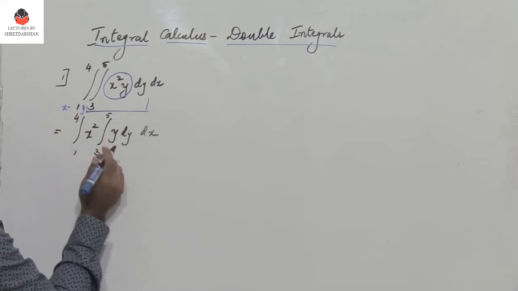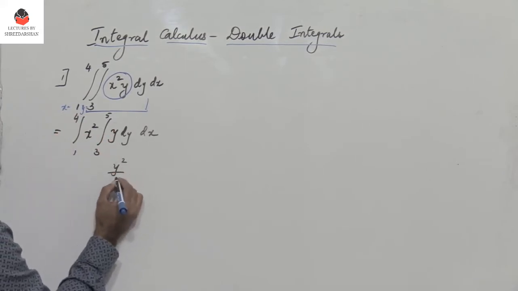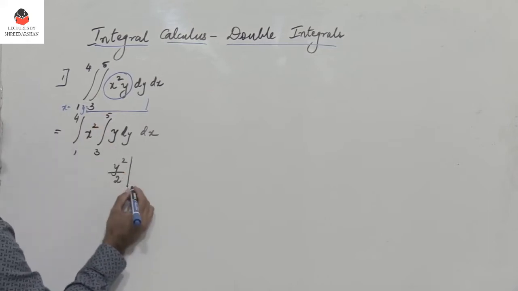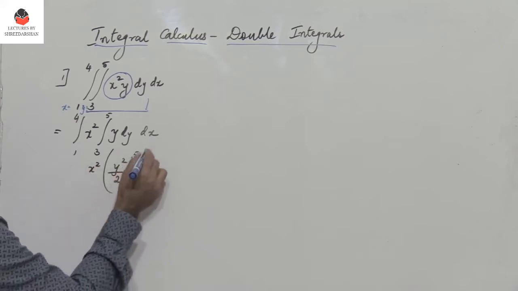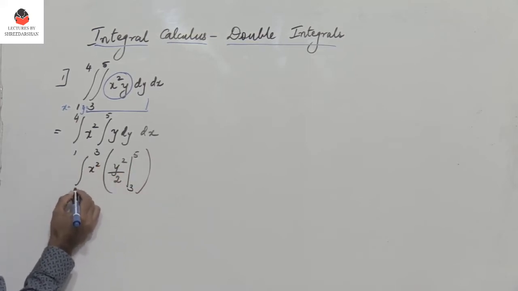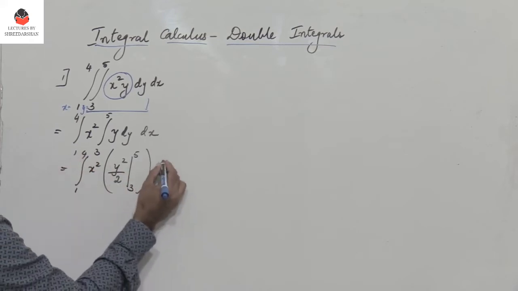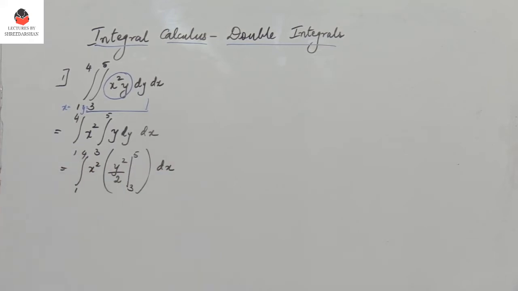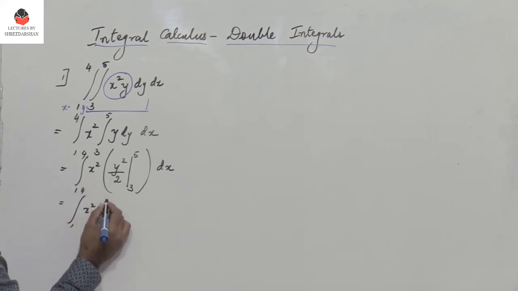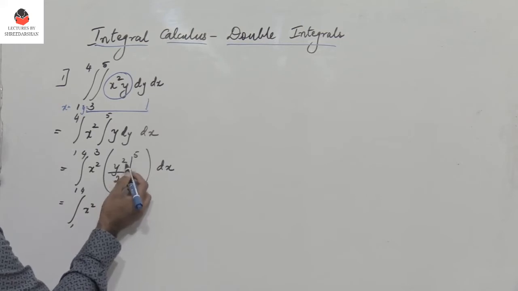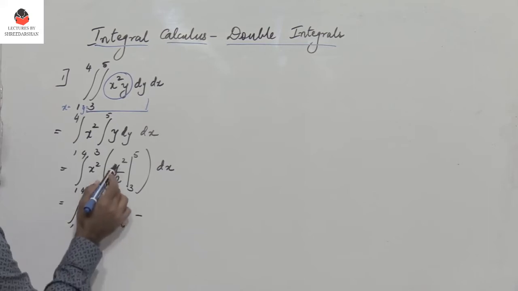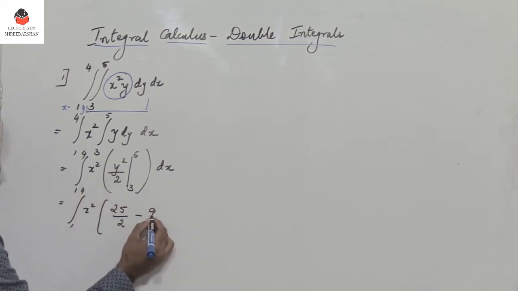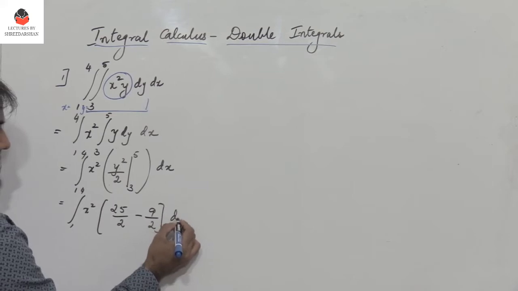Now what is integral of y? Integral of y is y square by 2, for y varying from 3 to 5, and then you have x square with the limits varying from 1 to 4 dx. So substitute the limits for y square. So you have integral 1 to 4 x square. Observe y square. You put y equal to 5, so you get y square is 25 by 2 minus y equal to 3. So 3 square is 9 by 2 dx.